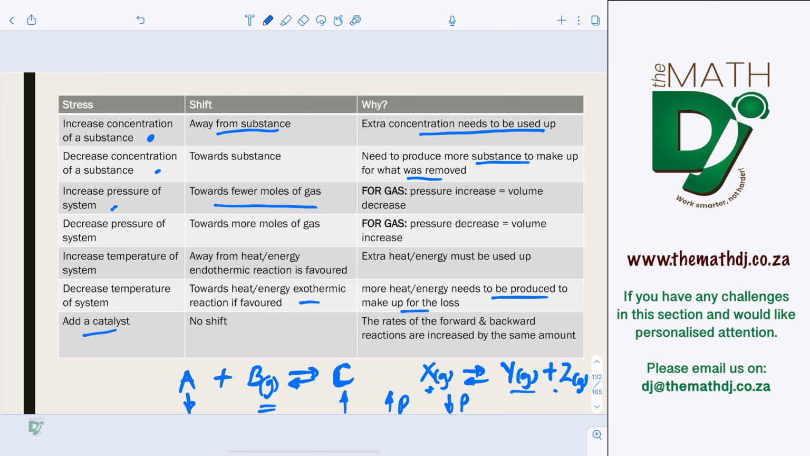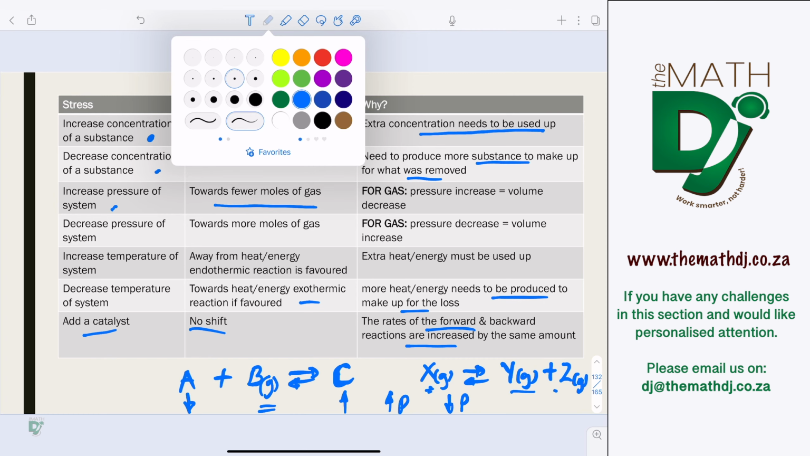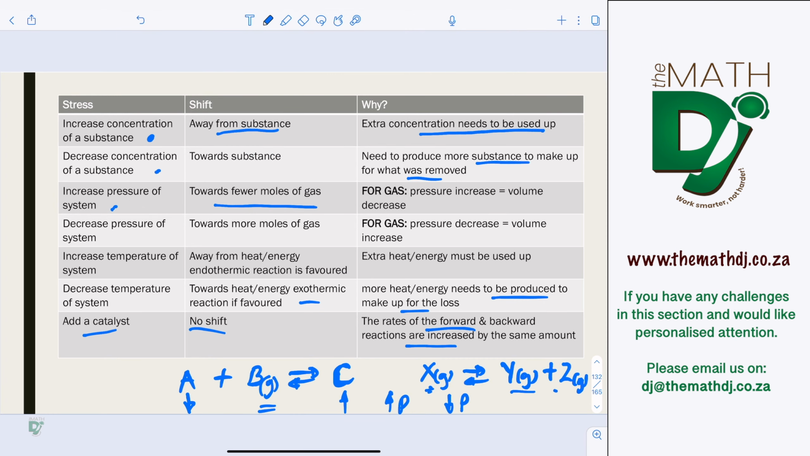If we add a catalyst, there is no shift, because a catalyst does not affect the position of equilibrium; it only reduces the activation energy. So the rates of the forward and backward reactions are increased by the same amount. A catalyst just increases both the forward and the backward reaction. In other words, it just makes the system reach that state much faster in terms of time. So this is basically what you need to know for Le Chatelier's principle.